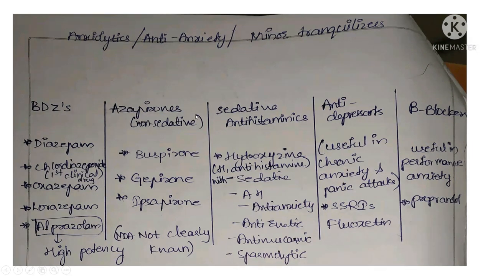And under azapirones, which are non-sedative, we have buspirone, gepirone, and ipsapirone. The mechanism of action of these drugs is not clearly known. And under sedative antihistaminics, we have hydroxyzine, which is mainly an H1 antihistamine, and it has many properties: it is sedative, antihistaminic, anti-anxiety, anti-emetic, anti-muscarinic, and spasmolytic. Under antidepressants, mainly useful in chronic anxiety and panic attacks, we have selective serotonin reuptake inhibitors such as fluoxetine. And next, we have beta blockers, useful in performance anxiety, namely propranolol.